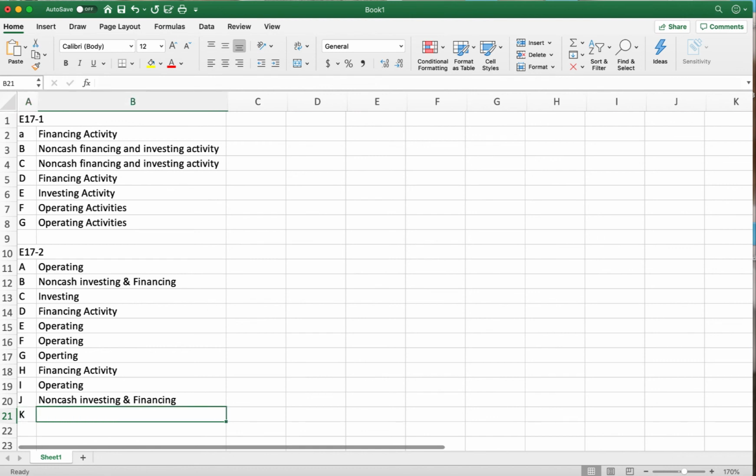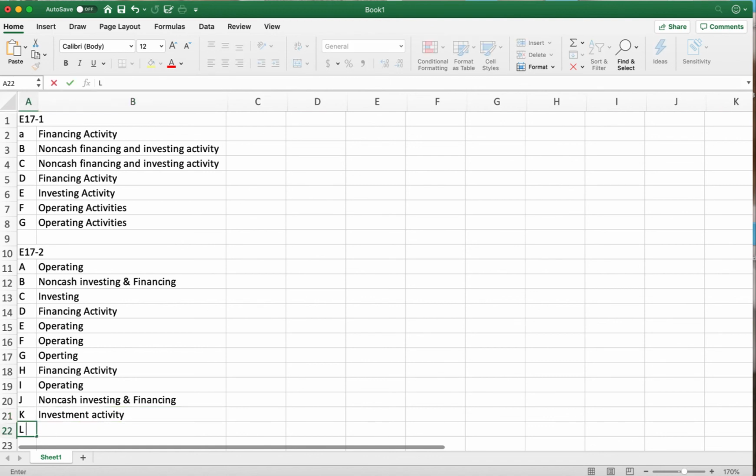K says purchase of land. We bought land. Okay, well, land is a long-term asset. Guess what? It's an investing activity.